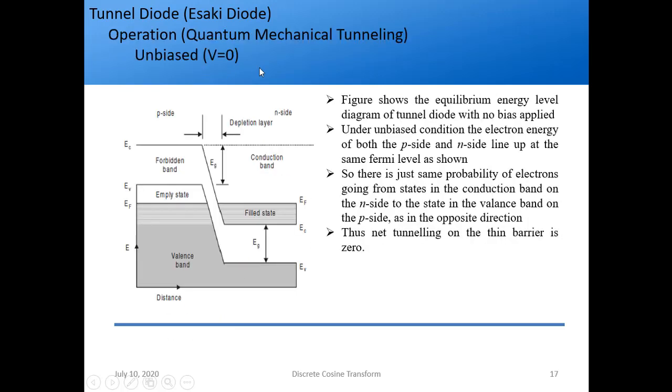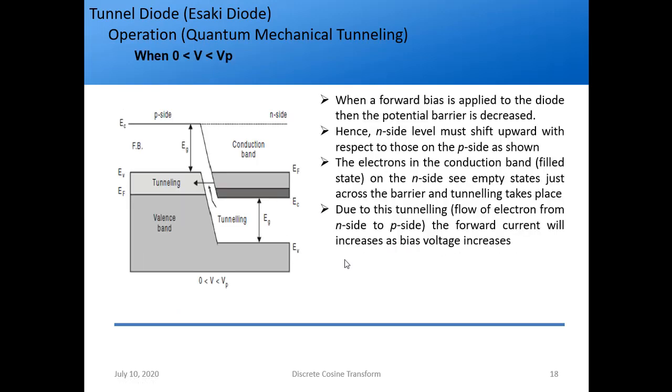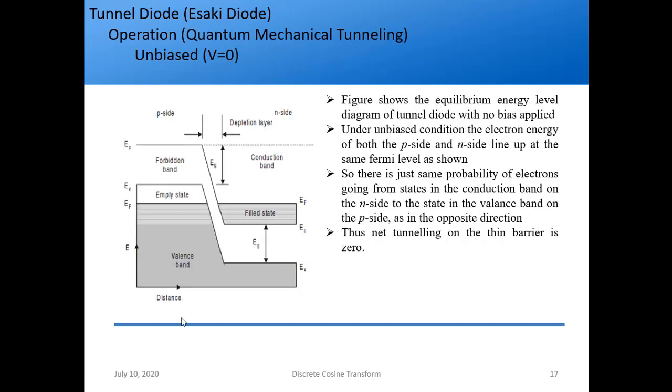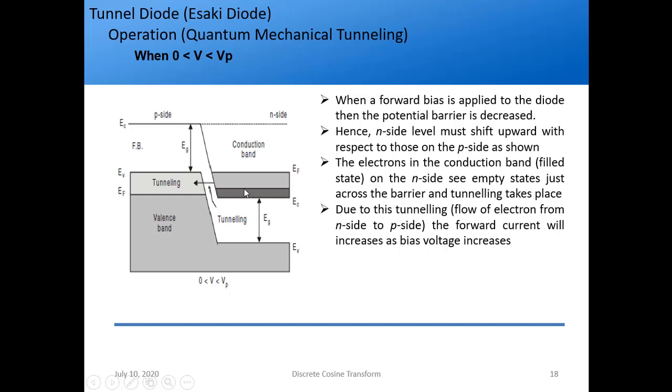So what happens when it is unbiased? The Fermi levels are at the equal level, so there is no transfer of energy, right? So there is no tunneling here. Essentially the net tunneling on the thin barrier is zero. But as you increase the voltage bias from 0 to Vp, where Vp is the peak voltage, this is the conduction band. Since the voltage has increased, this creeps into the filled state, okay? That is shown by the dark color here. Since electrons are present here, they can go to this empty state which was over here. So tunneling can happen here.